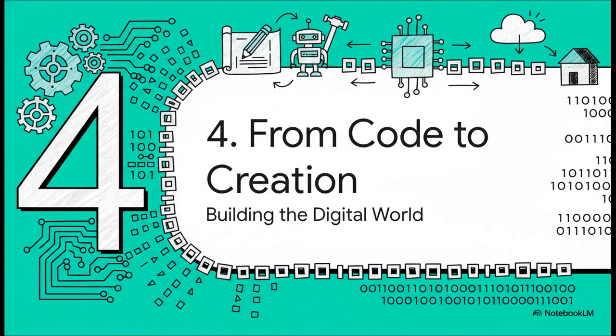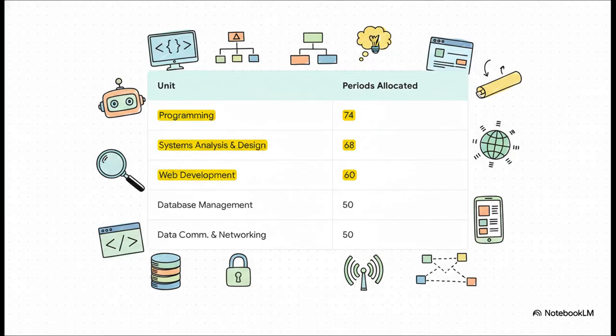Okay, and this is a really crucial point. Students aren't just learning about technology. The whole point is that they're being trained to create with it. This is really where all that theory starts to meet practice. I mean, just take a look at how the teaching time is split up. You can see the heaviest emphasis is on those practical, hands-on, creative skills. You've got 74 periods for programming, 68 for systems analysis and design, 60 for web development. The focus is clearly on building things. We're talking applications, websites, entire software systems from the ground up.